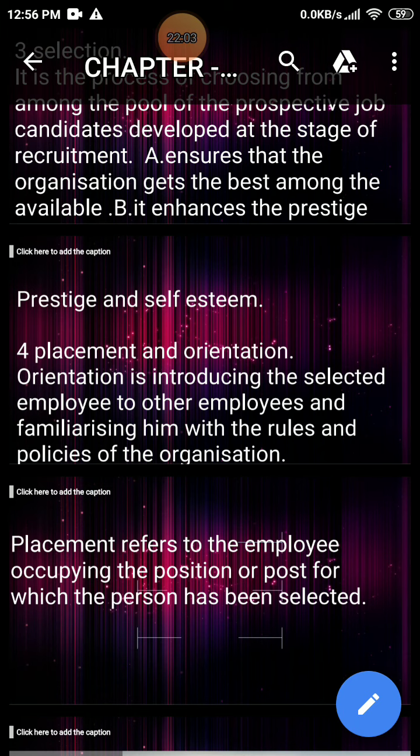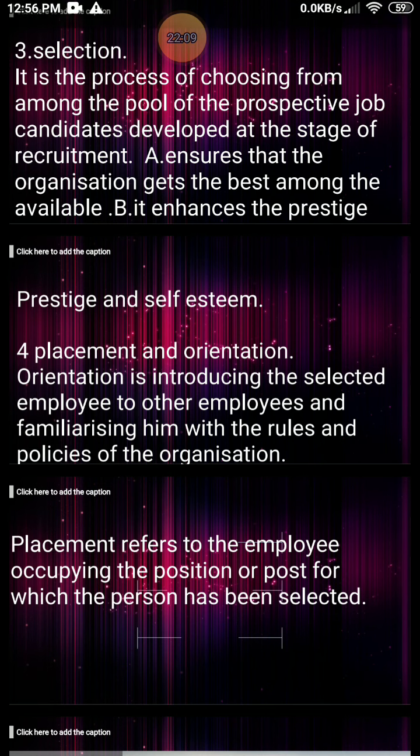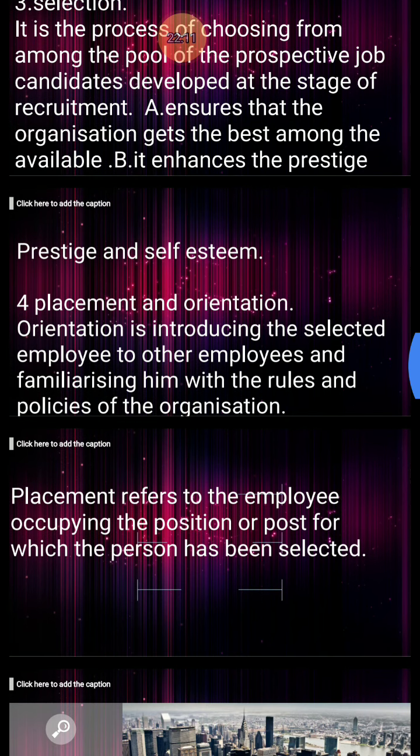Once recruitment is done and selection is done, what you do is that you go for placement and orientation.